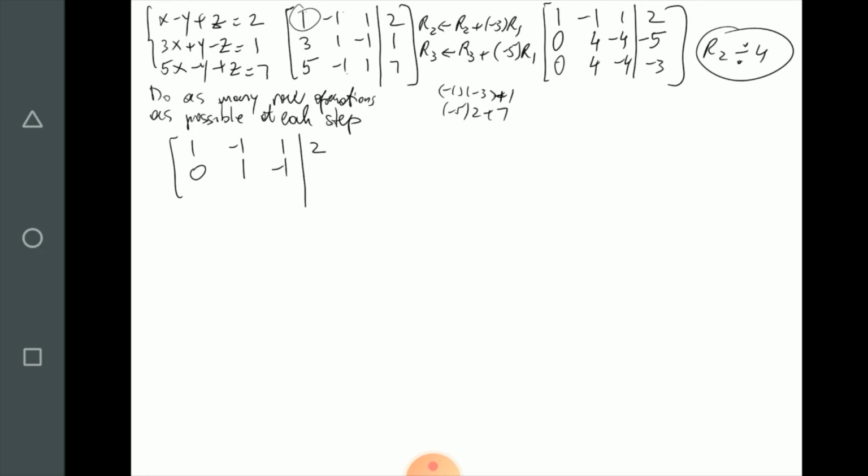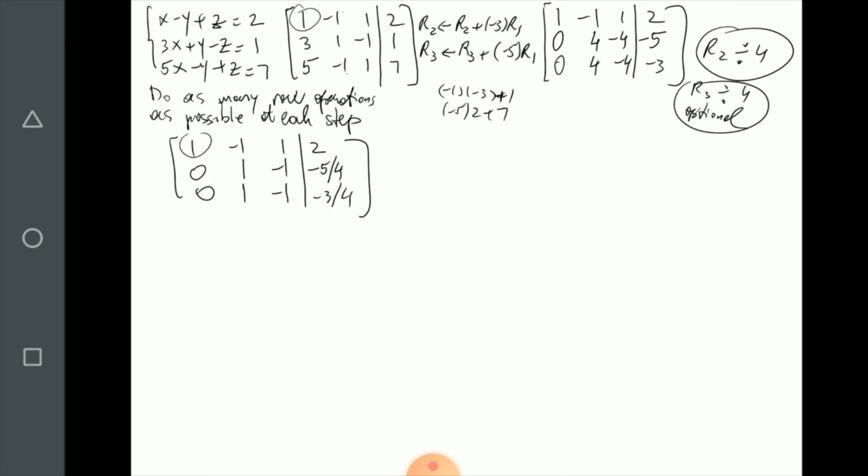So I divide by 4, that's 1, -1, -5 over 4. And just for simplicity, to make easier coefficients, that's basically optional, you could also divide row 3 by 4, just to make the coefficients easier to handle later. 0, 1, -1, -3 over 4.